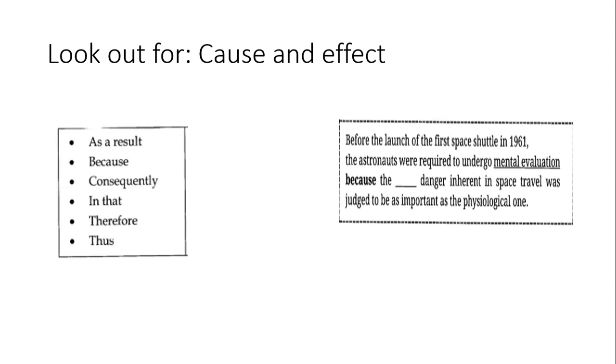Because the reason is the danger, the blank danger inherent in space travel was judged. You're judging something. What? You're assessing something, right? That's again a clear-cut hint. Look out for these words: judged, to be as important as physiological one. So what he is trying to say is physiological means only the body, his activities, but his mental, how will he be acting in space? His mental abilities there in space should also be tested. So something related to psychological assessment will be done. And space was judged as important as how he is overall performing in space. Got it? Now let's move on.